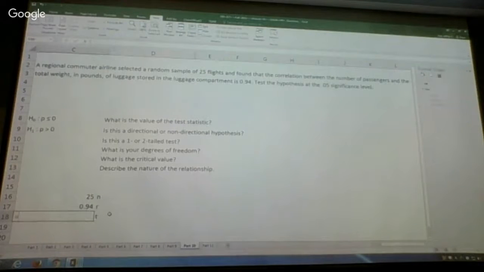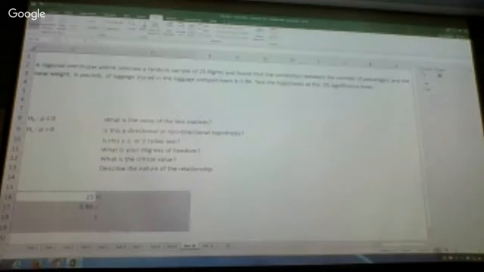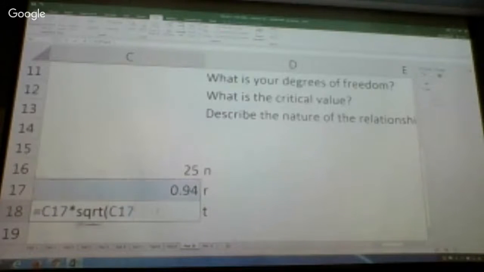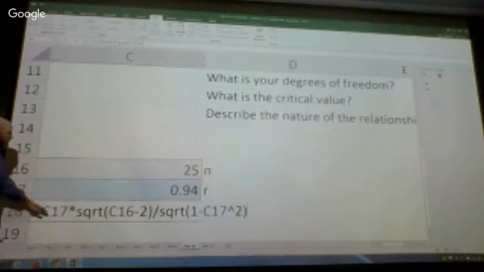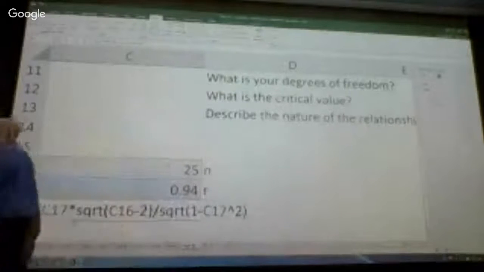Now our test statistic T equals r times the square root of n minus 2, divided by the square root of 1 minus r squared. That formula will be given to you.